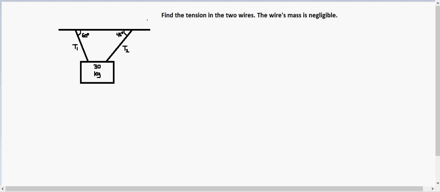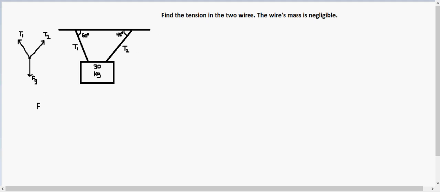Alright, what should we do? So let's start with a free body diagram. Do it right here. So we have force of gravity, Fg. We also have our first tension, tension 1, and we have our second tension, tension 2. So we can find the force of gravity. In fact, let's do that right now.